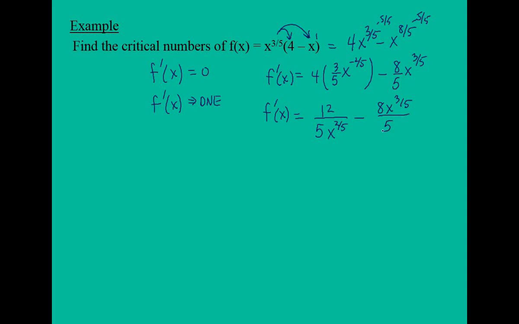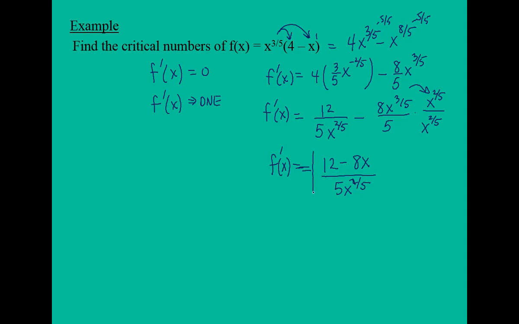Now let's get a common denominator. So we would have to multiply this term by x to the 2/5 over x to the 2/5. And we would get 12 minus, now when we multiply these together, we would add the exponents, and we would just get 8x all over our common denominator. So there's our derivative, f prime of x.